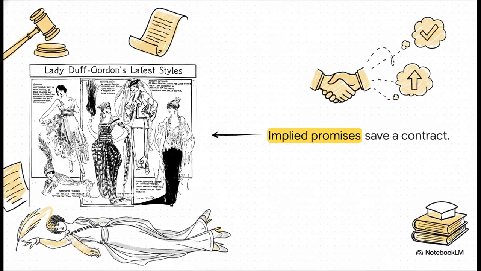But the court actually saved this exclusive dealing contract from being an illusion by implying a promise. Because Wood had an exclusive right, the court said, hey, he impliedly promised to use his best efforts to sell her goods, and that implied promise, that provided the necessary consideration.